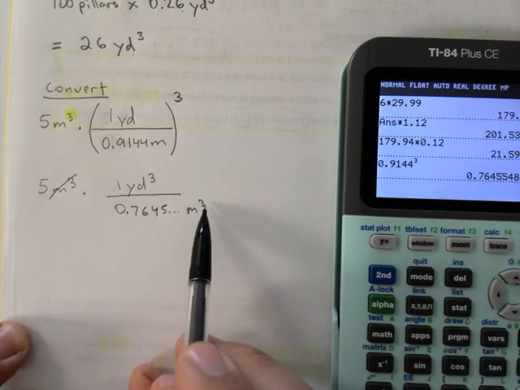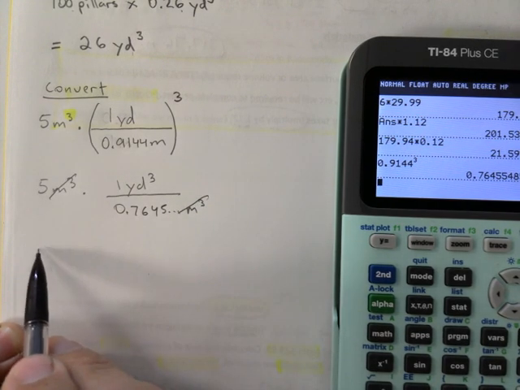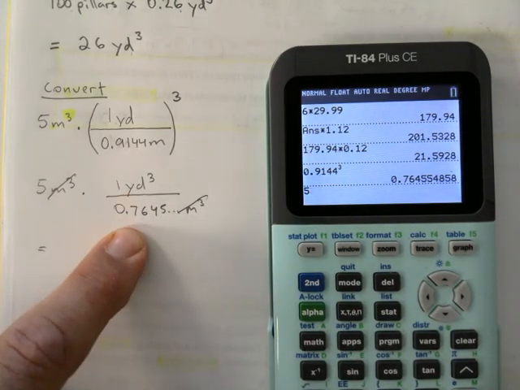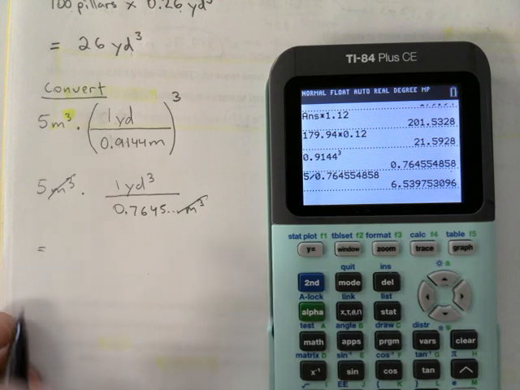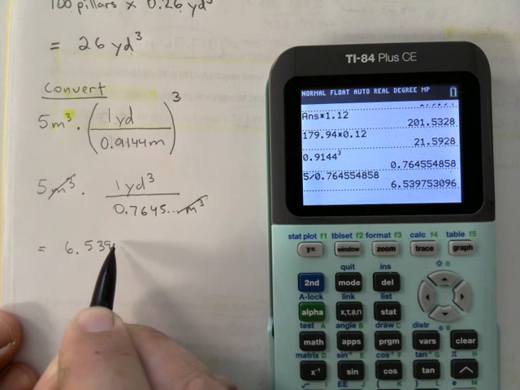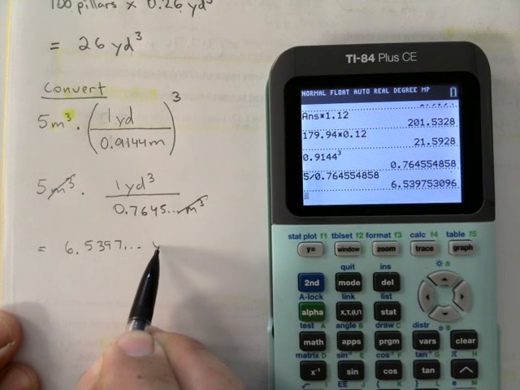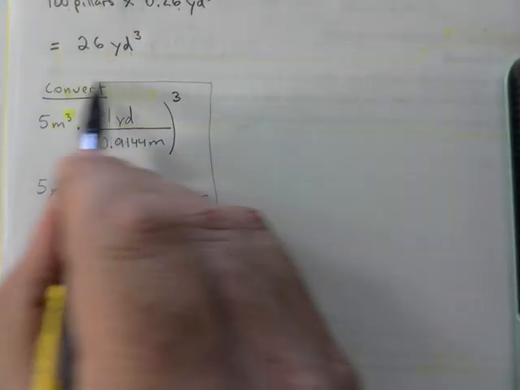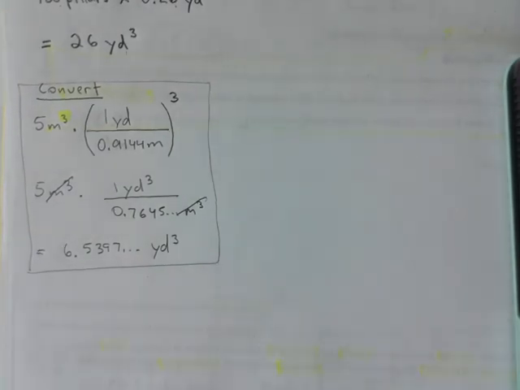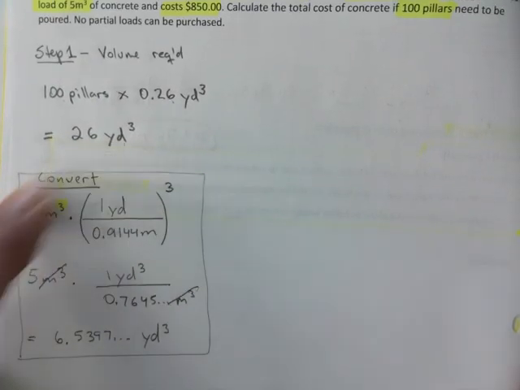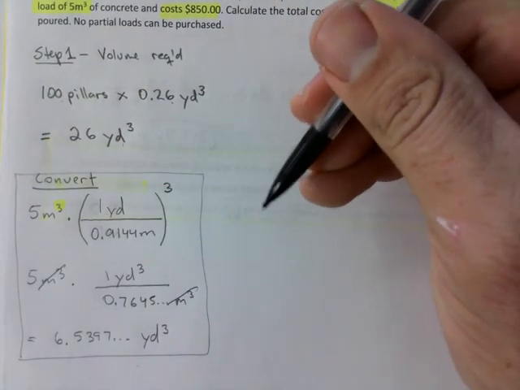I can cancel this out. And I end up with, watch this, 5 times 1, which is 5, divided by, I'm just going to copy paste, and that gives me 6.5397 cubic yards. So this is a complete aside. Okay. I've converted my cubic meters to cubic yards because I am dealing with cubic yards up here. So now I'm going to go step 2.